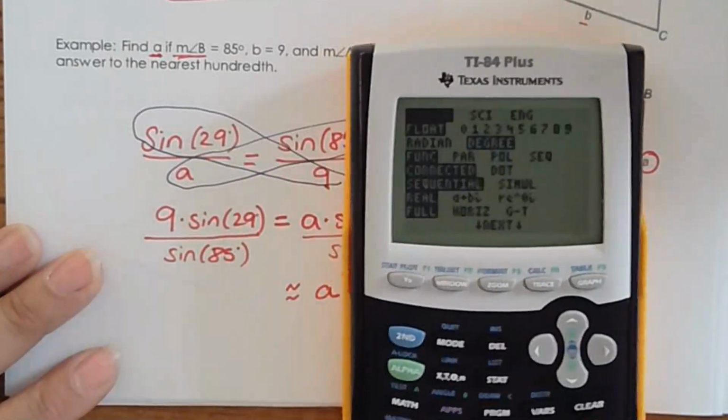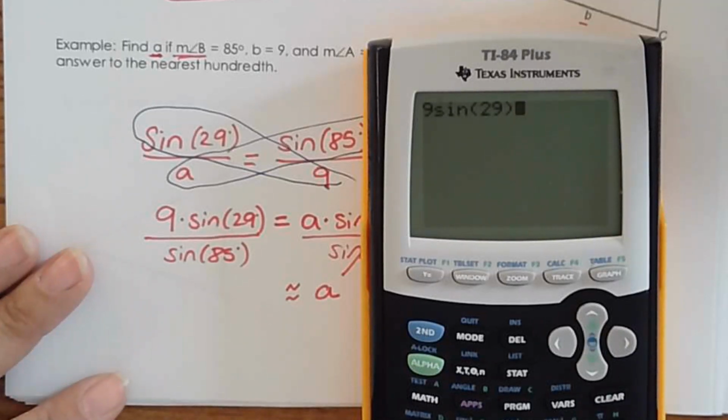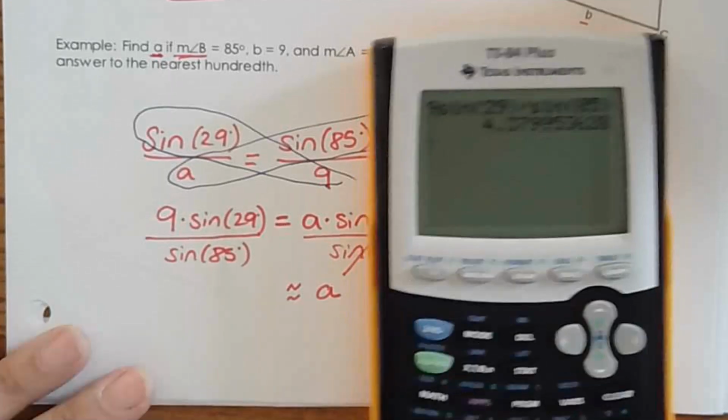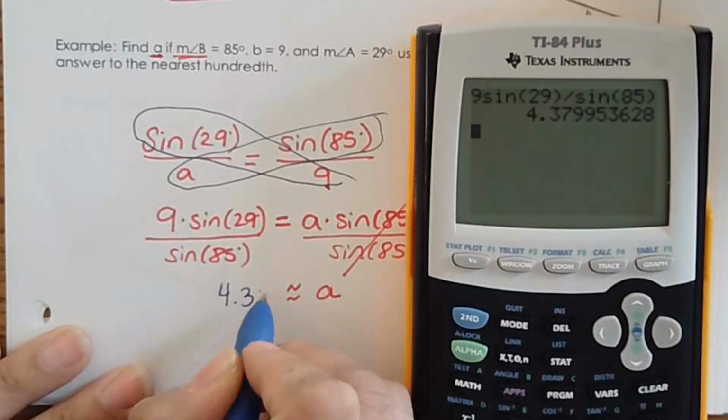So we have to type this in as 9 sine 29, close that parentheses after 29, divided by, and then sine again, 85. You can close the parentheses again, although it's not as important at the end here. And when you get an answer, hit enter and get our answer. It's about 4.38. This is what A is coming out to be, if I round to the nearest hundredths, which is what I was asked to do.